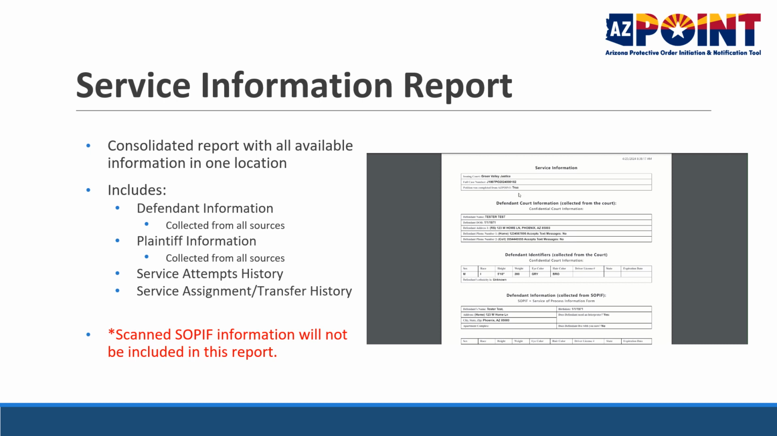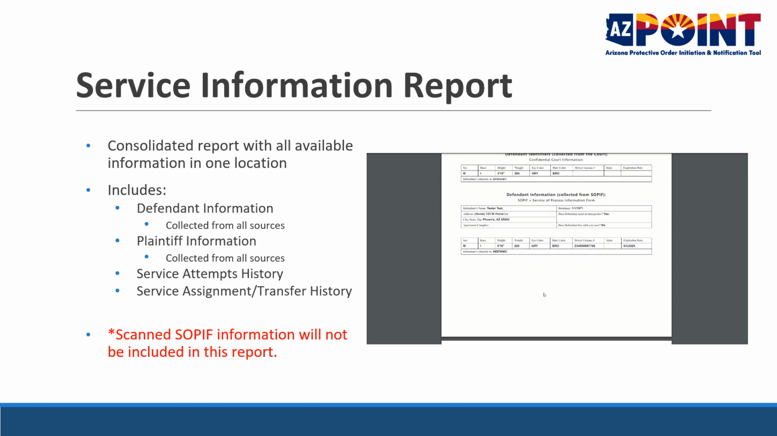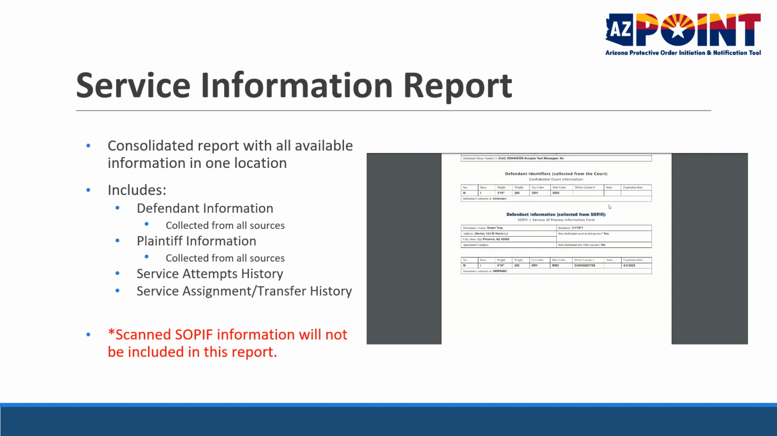So we have court case information here, defendant information here, defendant information collected from the service of process information form here. So we're combining, again, all of the information from different sources into one place, and we've added labels so that you understand where the information has come from. So the difference, for example, in these fields is that this information is collected from the court, and then we have defendant information that was also collected from the service of process information form. Those could be the same, they could be different, but we want to give you everything we've got and identify where it came from so that there's no confusion on your end.